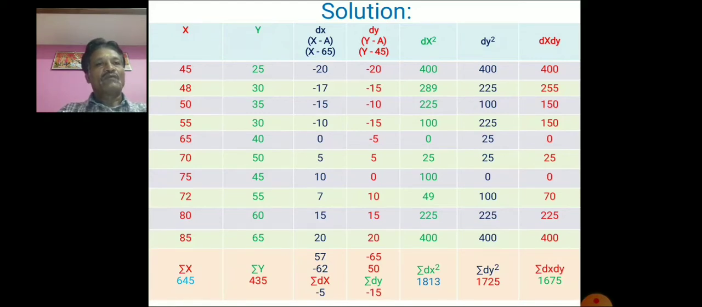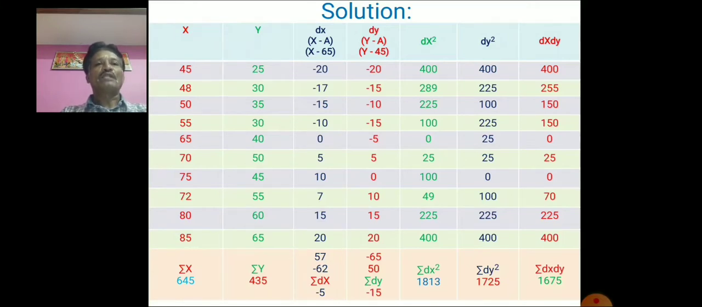Now you take the total of all the dx square values. So the total is equal to 1813. So sigma dx square equal to 1813. Then you take the square of the dy values. The dy square values are 400, 225, 100, 225, 25, 25, 0, 100, 225, 400. Now you have to take the total of all the dy square values. The total is equal to 1725. So sigma dy square equal to 1725.